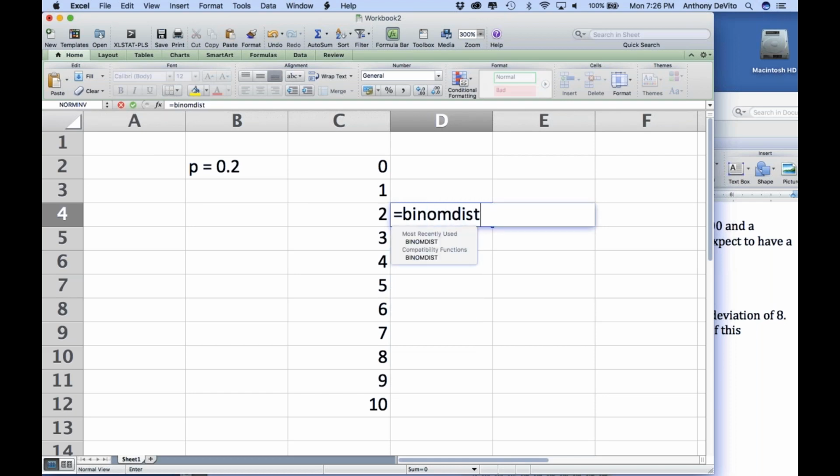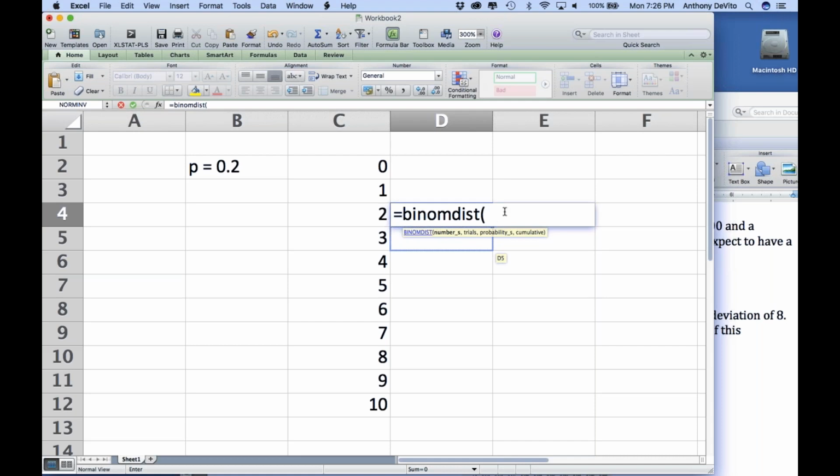dist. And again, just like before, I put the parentheses in, and it comes up with the arguments that it wants me to fill in. I'm going to read them for you because they're really small. Number S, that's number of successes. What's a success in this case? A success is any person that's left-handed. If I pick 10 people, any person that's left-handed is a success, right?